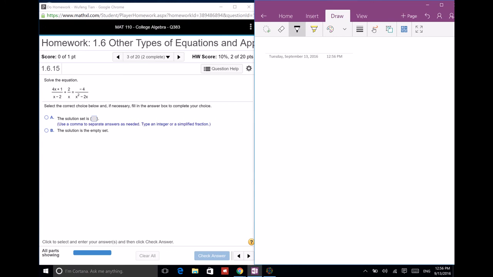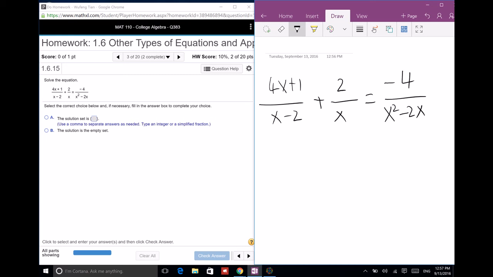It's the same thing. You factor out 4x plus 1 over x minus 2 plus 2 over x equals negative 4 over x squared minus 2x. First, you need to factor out and multiply by the LCD. Here I can tell that this has a common factor. You can directly factor x out, so x multiplied by x minus 2. Now you can tell the LCD is just x times x minus 2.